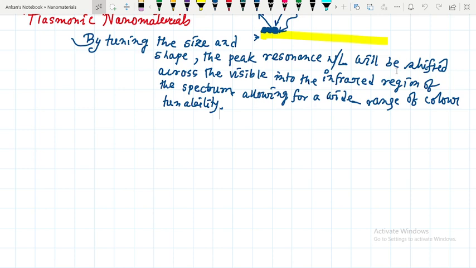Okay, let us start further. The new topic to be discussed is quasi-particles and excitons. Quasi-particles and excitons.